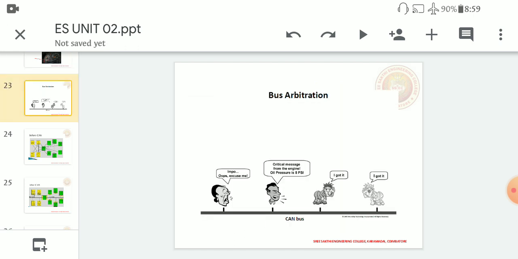Here is how the bus arbitration works, that is, whenever an interrupt comes into a point. Take a critical message from the engine, where the oil pressure is less than the required level. It goes for the warning alarm. Regular indications will be on the display, but when the oil level reduces, it automatically indicates, so the other messages treat this as a priority one and give way for the display.